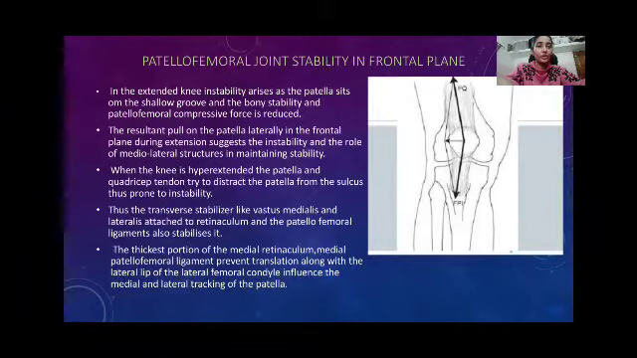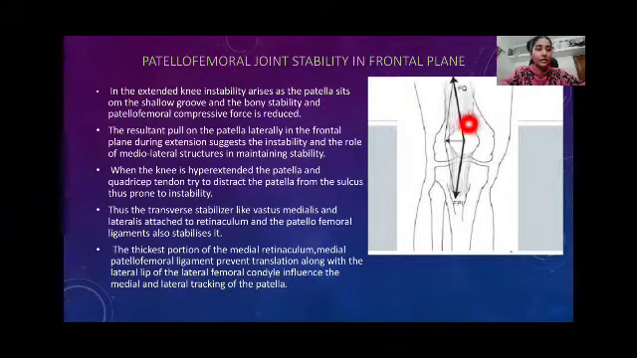Then, patellofemoral joint stability in the frontal plane. In the extended knee, instability arises as the patella sits on the shallow groove, and the bony stability and the patellofemoral compressive force are reduced. The resultant pull on the patella laterally in the frontal plane during extension suggests the instability and the role of mediolateral structures in maintaining stability.